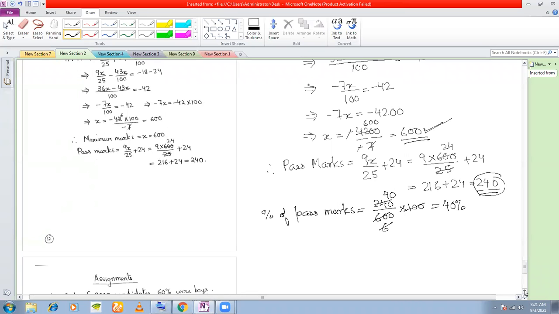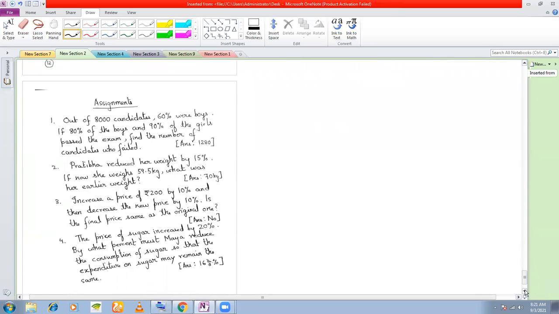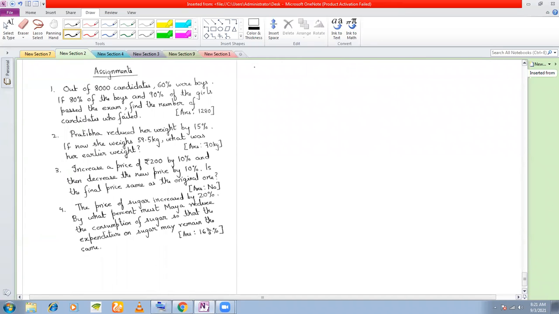Let's now come to the assignment problems. Look at the first problem. Out of 8,000 candidates, 60% were boys. If 80% of the boys and 90% of the girls passed the examination, find the number of candidates who failed. Okay, now in total there are 8,000 candidates. 60% are boys. So percentage of boys is given to be 60%. What is the percentage of girls? 100 minus 60, which is 40.